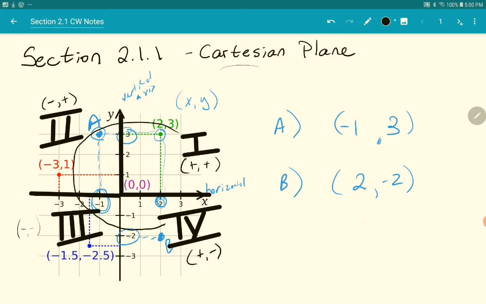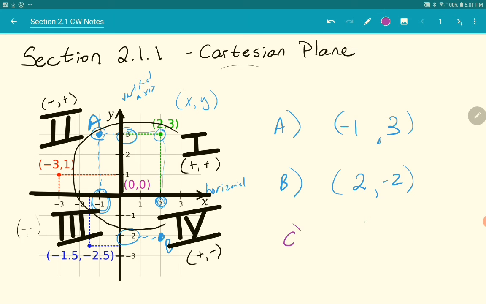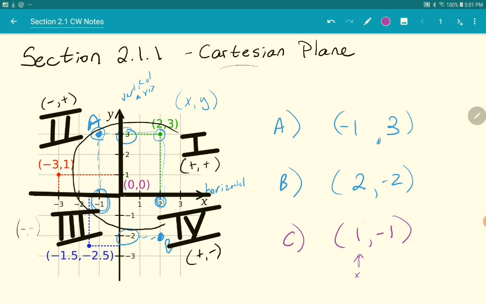Okay, let's try another example. Let's do one in purple. And let's say I ask you to plot, so A and B, we plotted the points and identified them. For C, let's plot the point C at, let's say, 1, -1. So remember that first number is the x, so in the x direction, I go to 1. And then my next number is y, so from there, I go in the y direction to -1. So there is my point C.